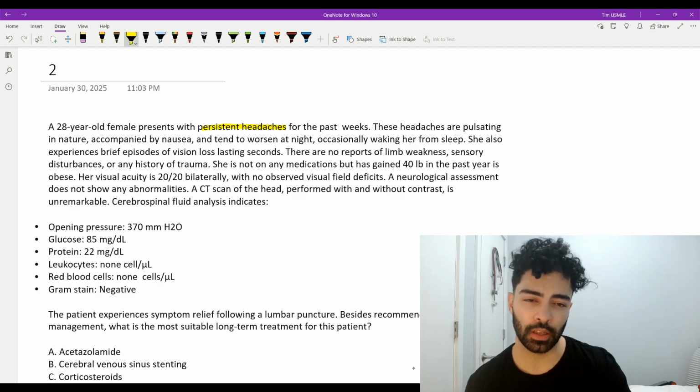Weight gain, I guess we can read on. It's something to consider. And then there are no visual deficits, and neurological assessment does not show any abnormalities. CT scan does not show any masses or is unremarkable.